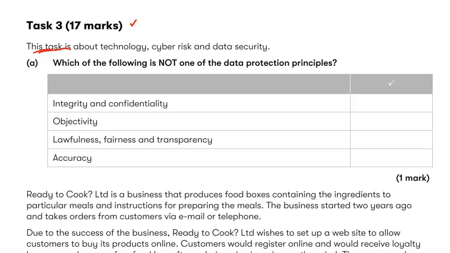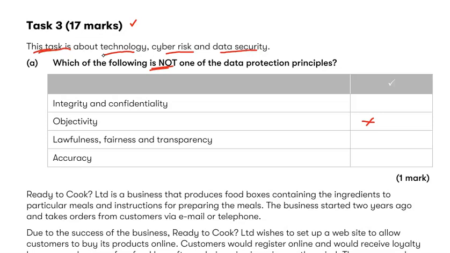This task is about technology, cyber risk and data security. Which one of the following is not one of the data protection principles? So some of them are given, and we have to find which one is not. The rest can be data protection principles, and one of them will not be. Integrity, confidentiality, okay. So objectivity, I don't think so. Objectivity is not a part of the data protection principles.